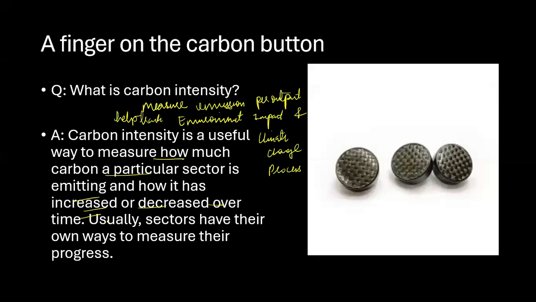Usually sectors have their own way to measure the process, but carbon intensity is going to help us identify how much carbon dioxide is emitted in a particular sector, and how it is increasing or decreasing over a period of time. And this is going to help us track how it is going to impact the environment. That is why carbon intensity becomes a very, very important topic here.